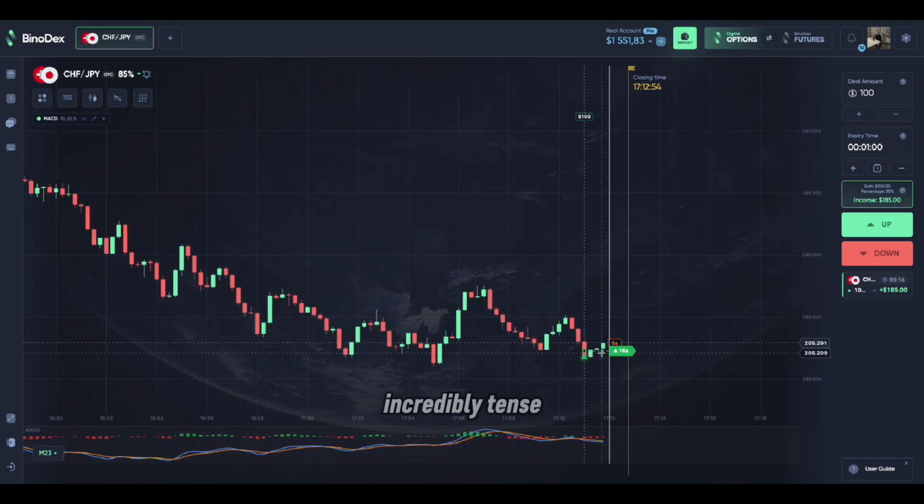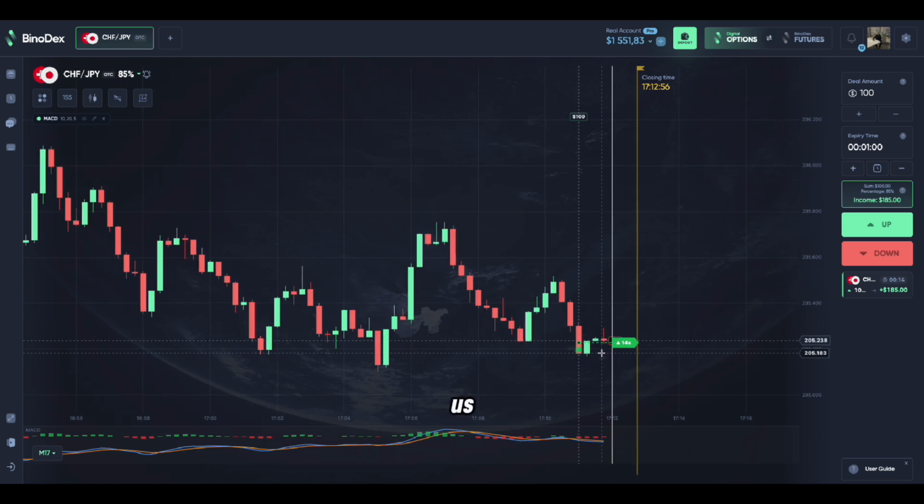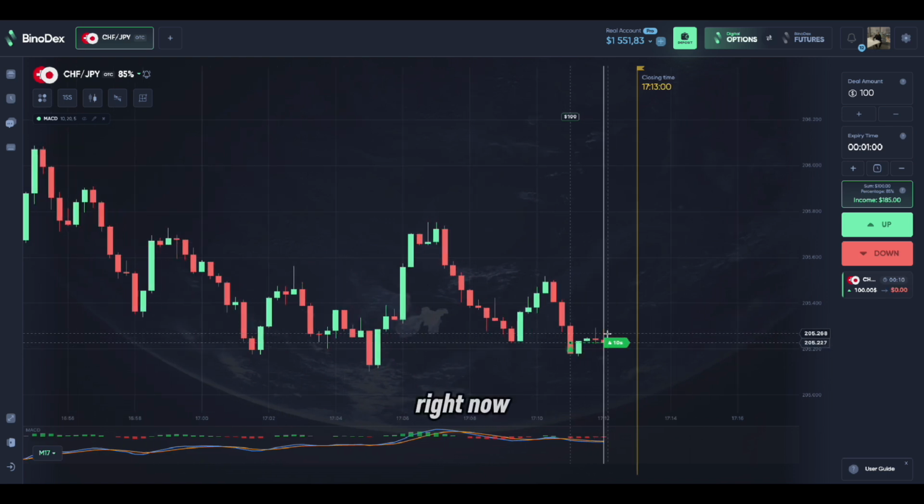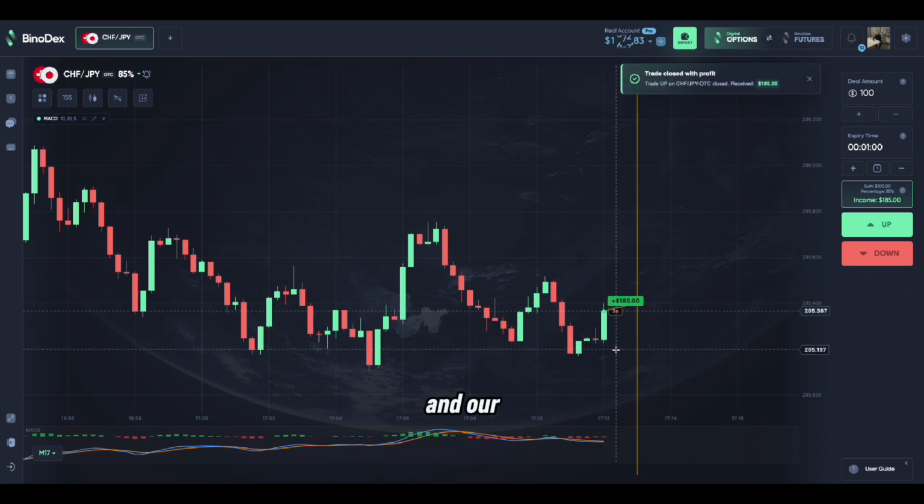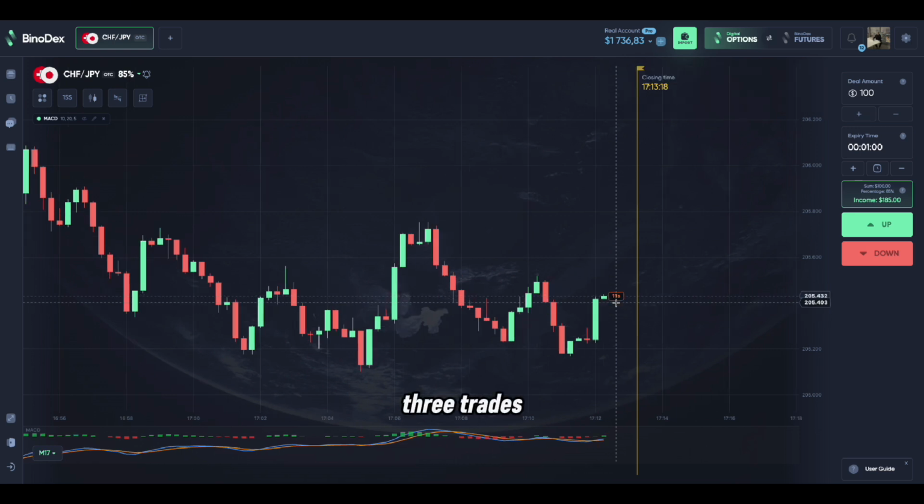So this is an incredibly tense and risky moment for us, because the price doesn't really seem to be moving significantly in either direction right now, but there are still 7 seconds left until our trade finally closes and we see the result. Alright, 5, 4, 3, 2, and okay, 1, and our trade closes in profit. That is excellent. All 3 out of 3 trades using this strategy have closed in profit.